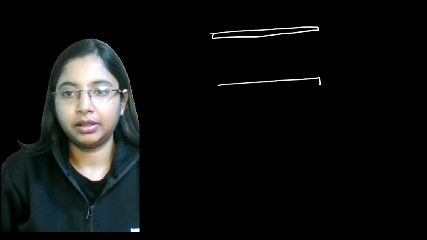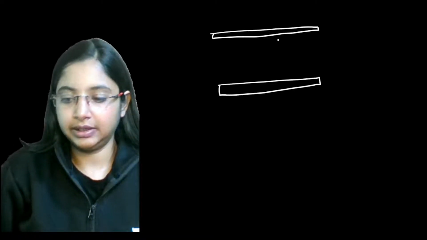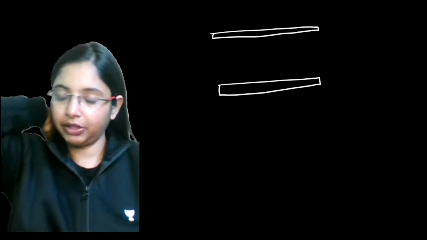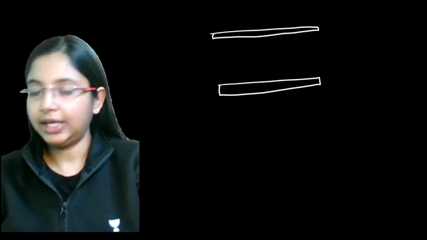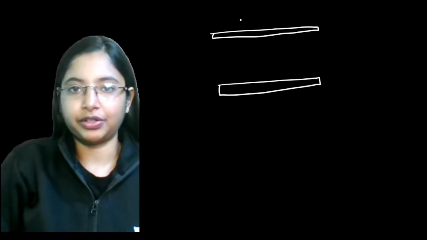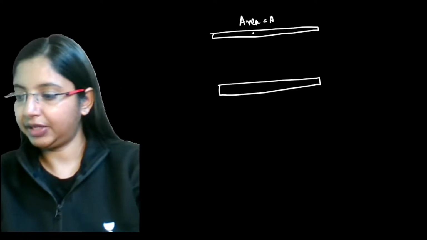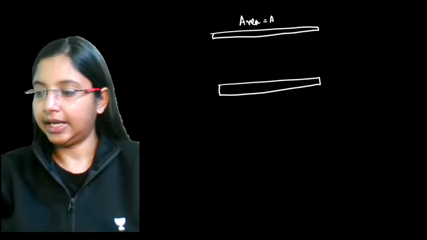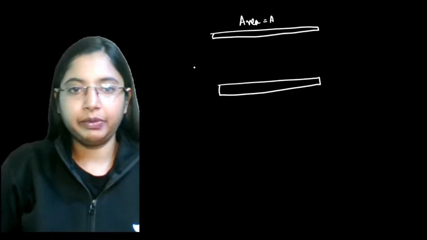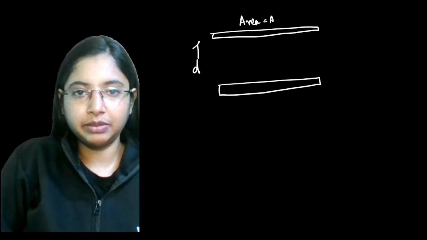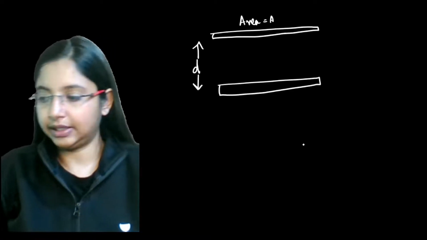They are separated by some distance and the material in between is basically air. This parallel plate capacitor will have an area of cross section, so this is the area A. And there will also be some distance between these two plates.